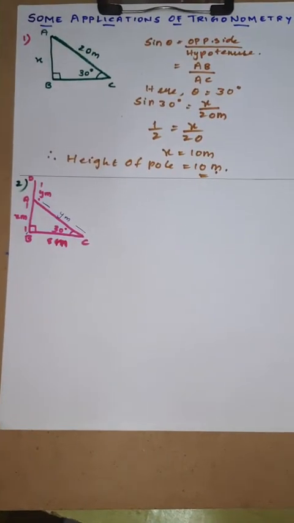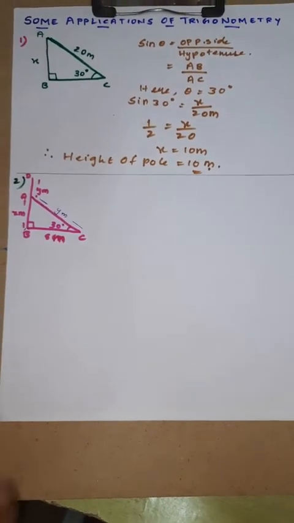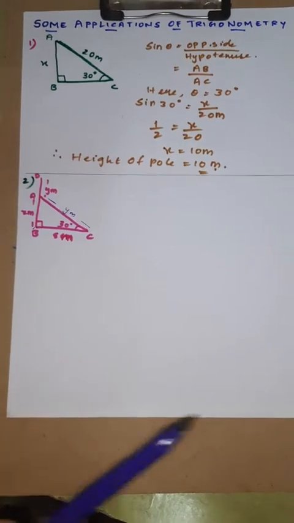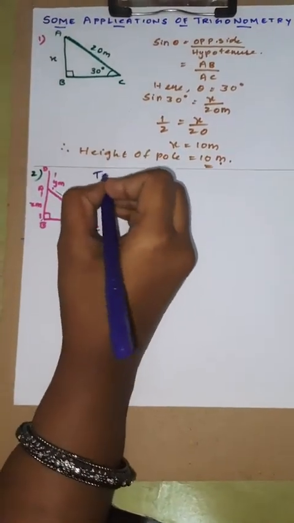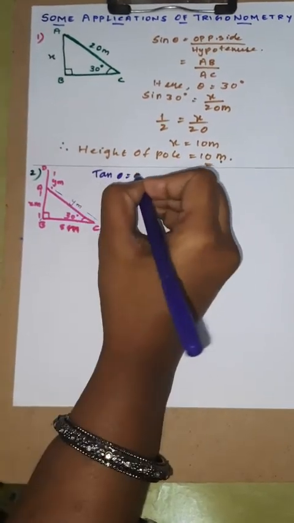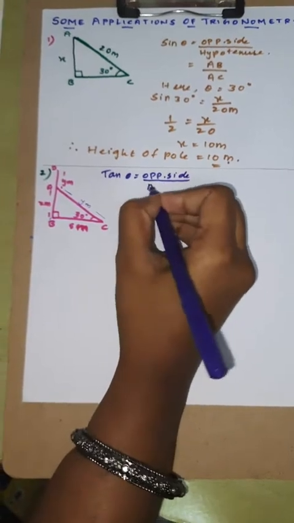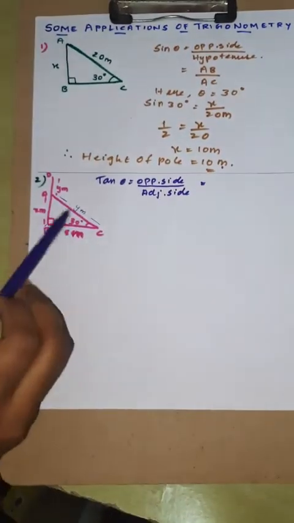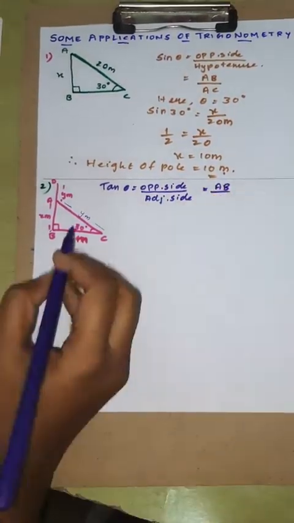So now how to proceed to solve the question is, again you have to remember the basic trigonometric formulae. So firstly, let me write what is tan theta from the figure. And as you all know, tan theta is opposite side by adjacent side. And from the figure, the opposite side is AB and the adjacent side is BC.